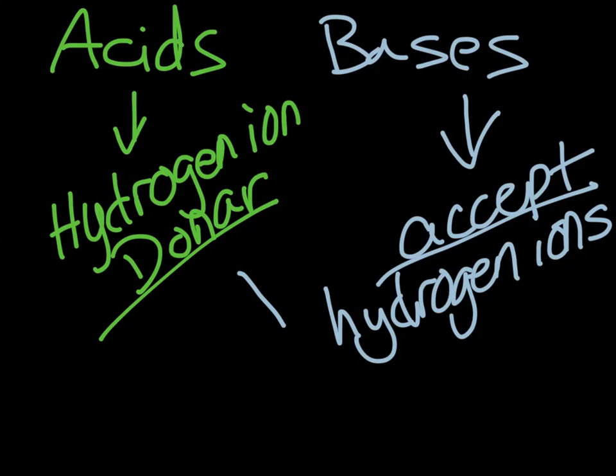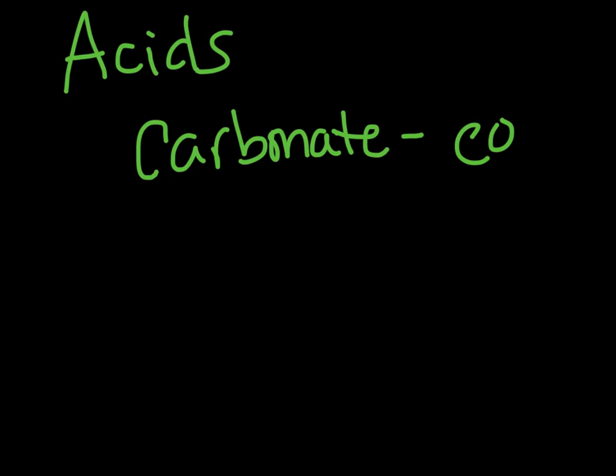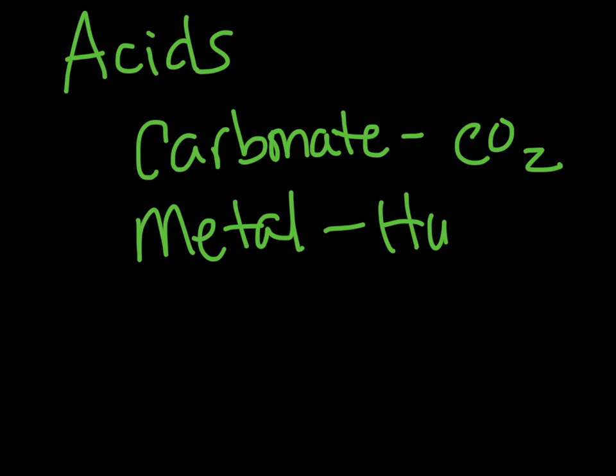And when these combine together, when the acid donates and the base accepts, it produces H2O. Okay, characteristics of acids. Back to acids here. Remember that when they react with a carbonate, they produce CO2. And when they react with a metal, they're going to produce hydrogen gas.